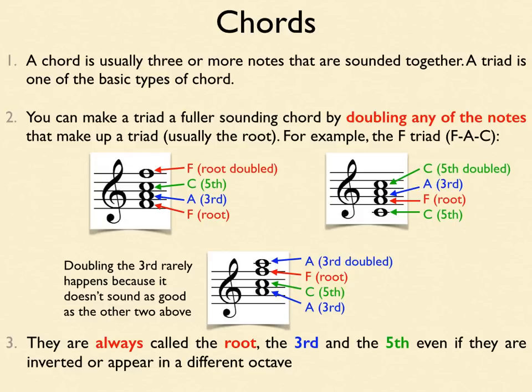Notice also that they are always called the root, the third, and the fifth, even if they are inverted or appear in a different octave. Okay, so you always call that F the root, even if it's not actually at the bottom, if it's not the root of the chord. Okay, so you still call them the root, the third, and the fifth notes, regardless of what inversion you're using.